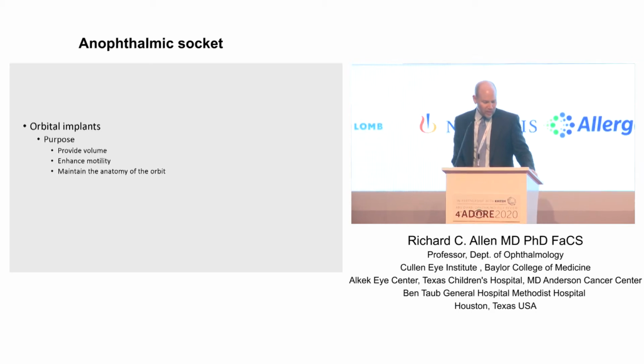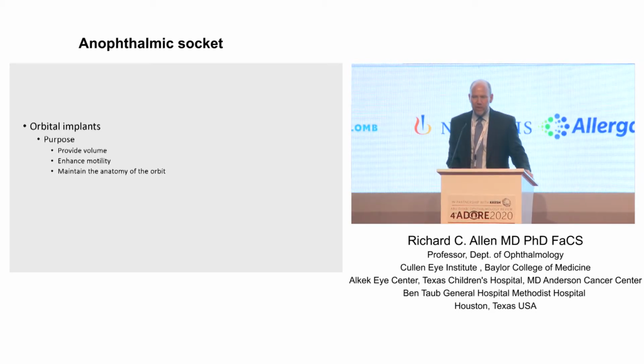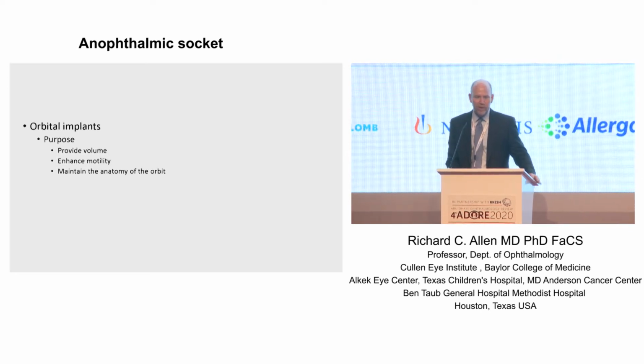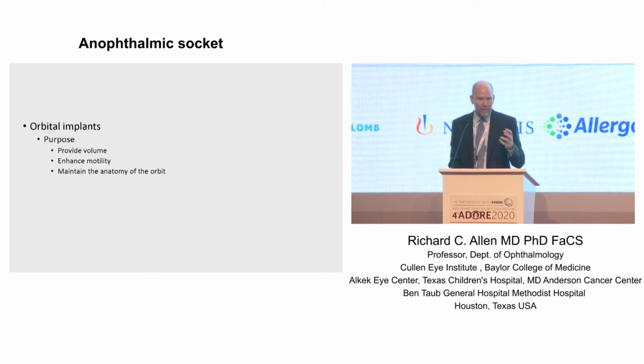I think many of the problems that we see in anophthalmic sockets are due to orbital implants. So why do we use orbital implants? Well, first and foremost, we need to provide volume, because if we can give a nice, relatively large orbital implant, that means that we can have a smaller prosthesis. A smaller prosthesis is going to move much better than a thicker prosthesis. So that will enhance the motility.